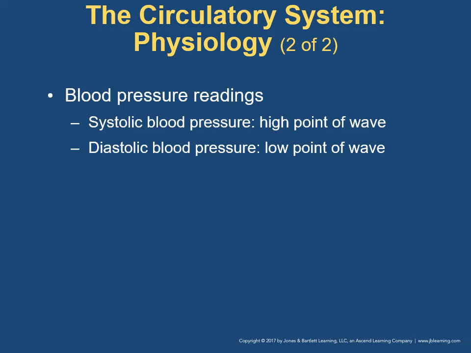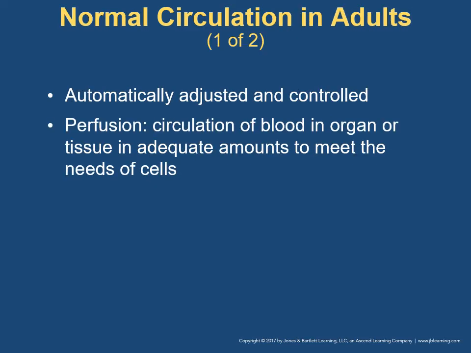Normal circulation in adults. So this is automatically adjusted and controlled. Perfusion is the circulation of blood in an organ or tissue in adequate amounts to meet the current needs of the cell. Okay, let's read that again. Perfusion is the circulation of blood in an organ or tissue in adequate amounts to meet the needs of cells. We'll talk about why that's important in a minute.